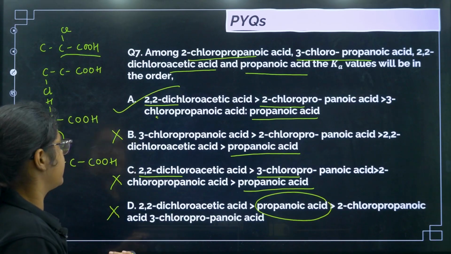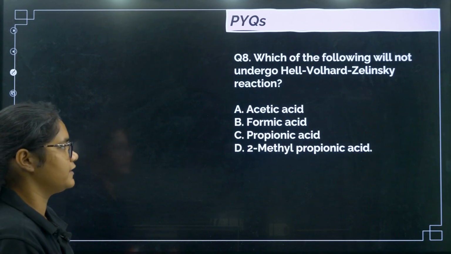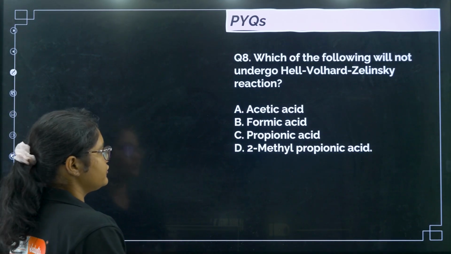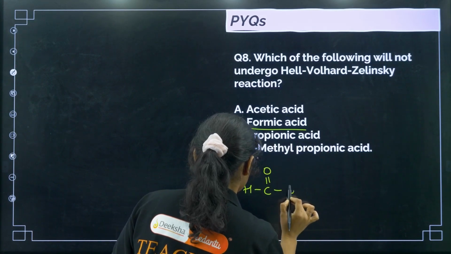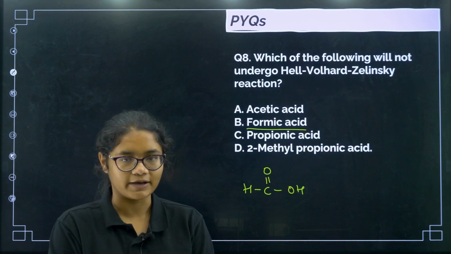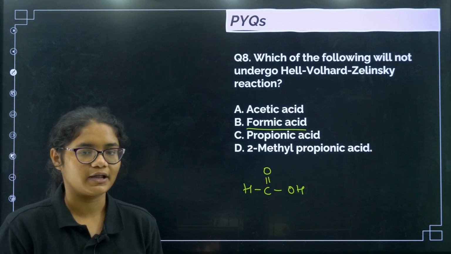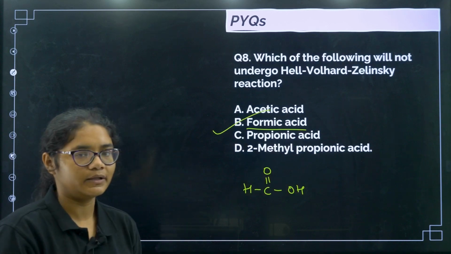Next, which of the following will not undergo the HVZ reaction? If you see formic acid, this is the structure of formic acid. There is no alpha carbon here, so there is no alpha hydrogen also. If there is no alpha hydrogen, then we cannot have this reaction. So the correct answer will be option B.